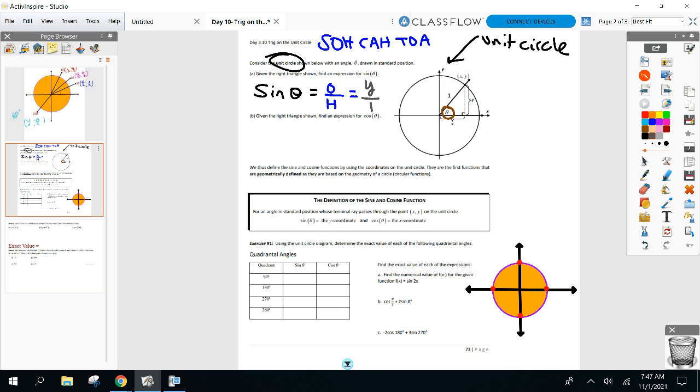1, there we go. So it's y over 1. Let's keep going a little bit further. What's anything divided by 1? Itself. So this is just going to be, the sine is equal to y. I'll get back to that in a second.